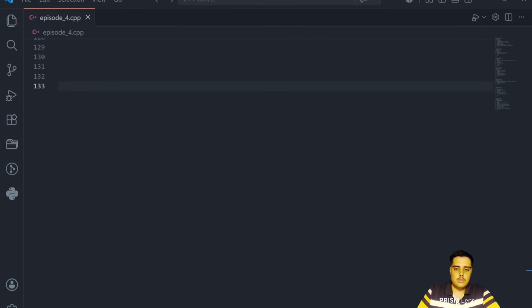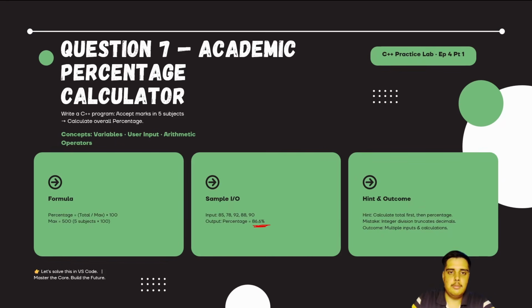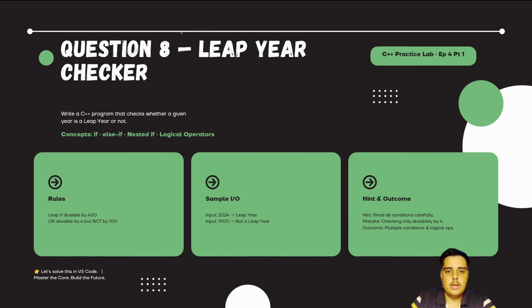So now let us come back to the PPT. Come to the next question. Here we have to check if the given year is a leap year or not. A very good question asked by many. Some interviews also ask these questions. So write a C++ program that checks whether a given year is a leap year or not a leap year.